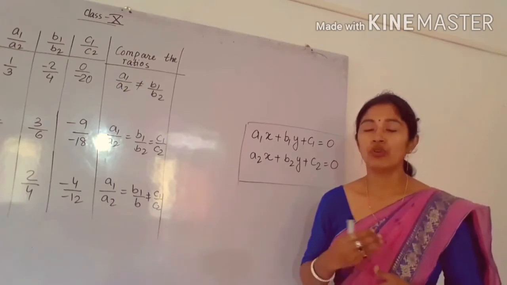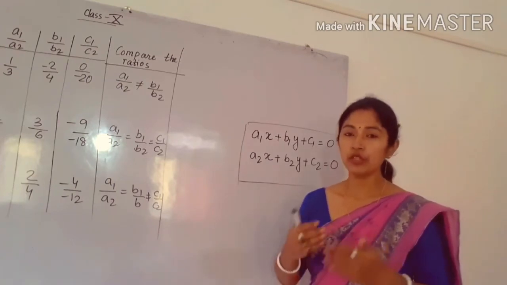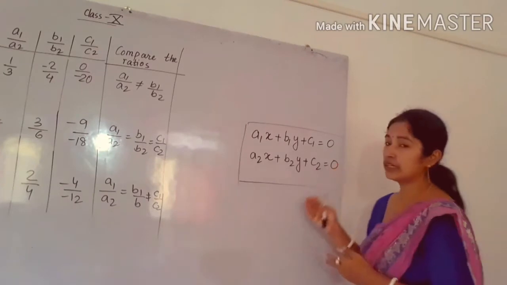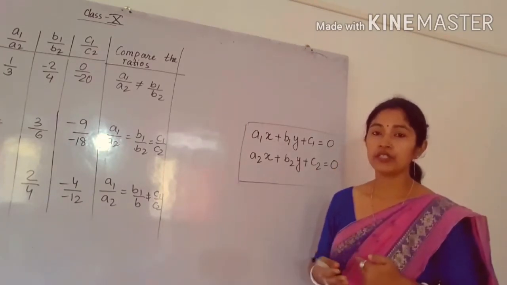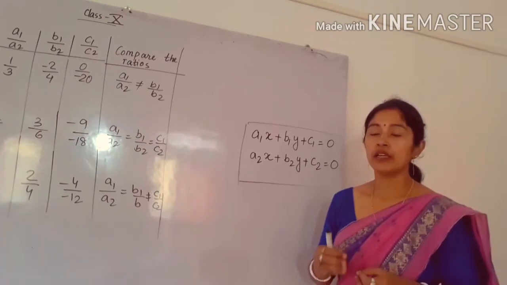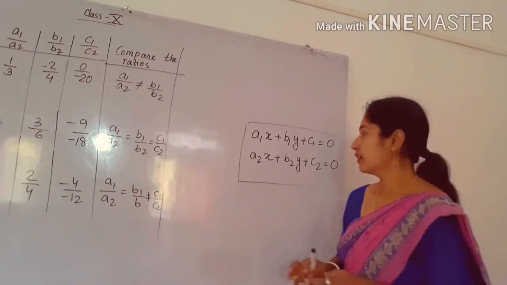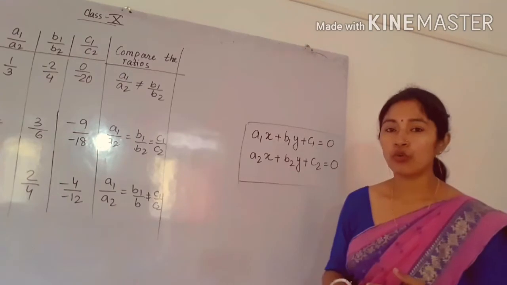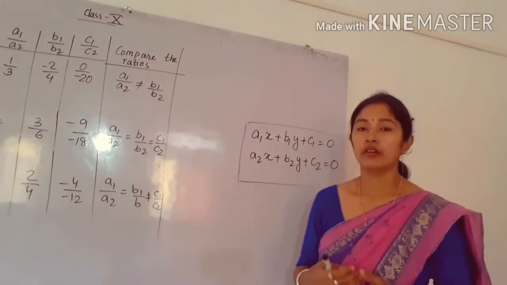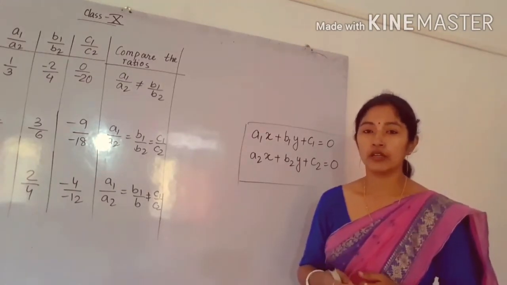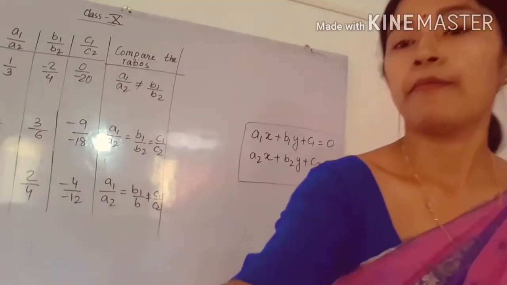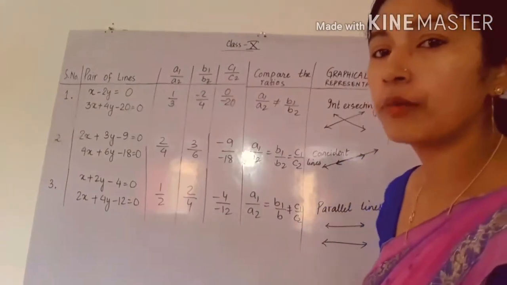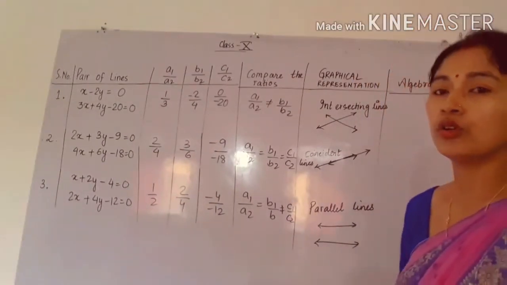So how to know whether the two lines intersect or are parallel? There are different conditions under which we can easily know that the 2 lines will intersect, or be coincident, or parallel. So my next topic will be this only. So this is the table. You will get this table in the book also.